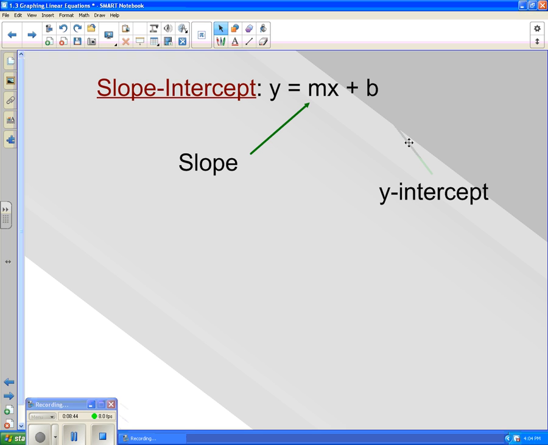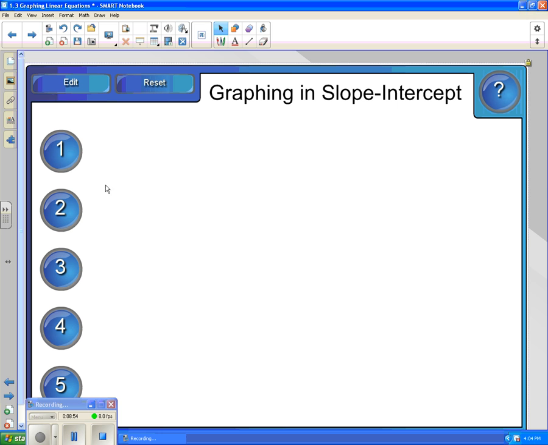And this is going to be the point that we graph on the y-axis. It's where the graph crosses the y-axis. So let's go ahead and look at the steps. The first thing you're going to do is find your y-intercept. We're going to begin with b. Your first point will always be on the y-axis.